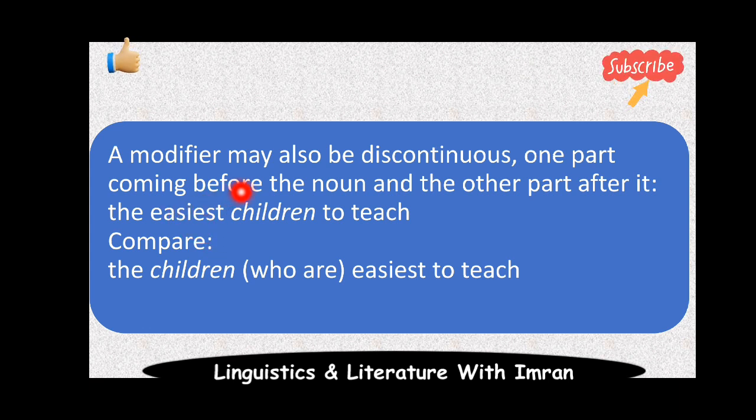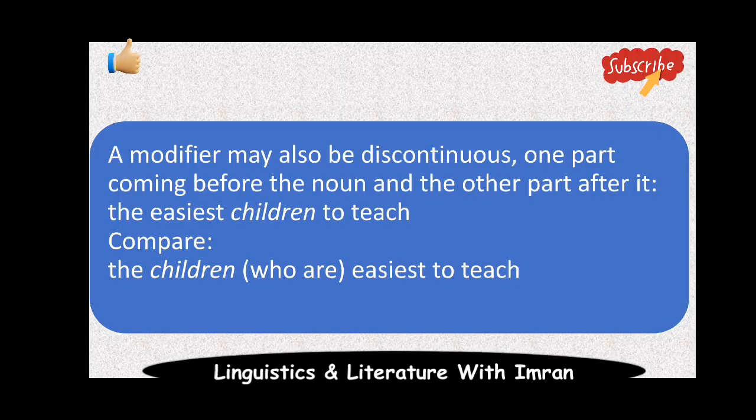A modifier may also be discontinuous, one part coming before the noun and the other part after it, like the easiest children to teach. Compare with the children it is easy to teach. So you can break it, you can discontinue it. The easiest children to teach. So you separate one part from another one.